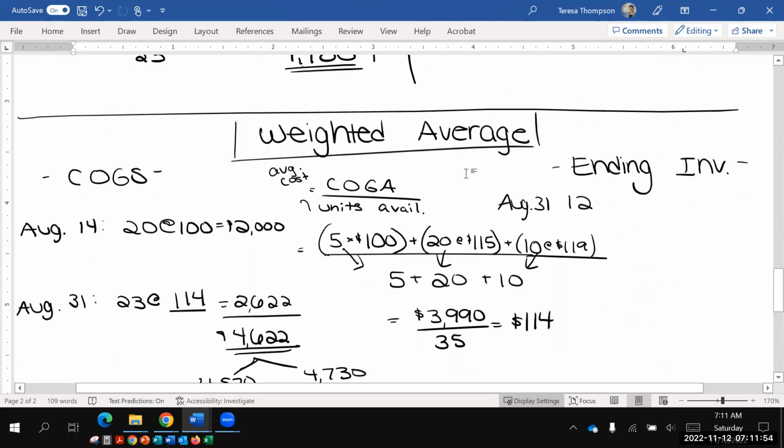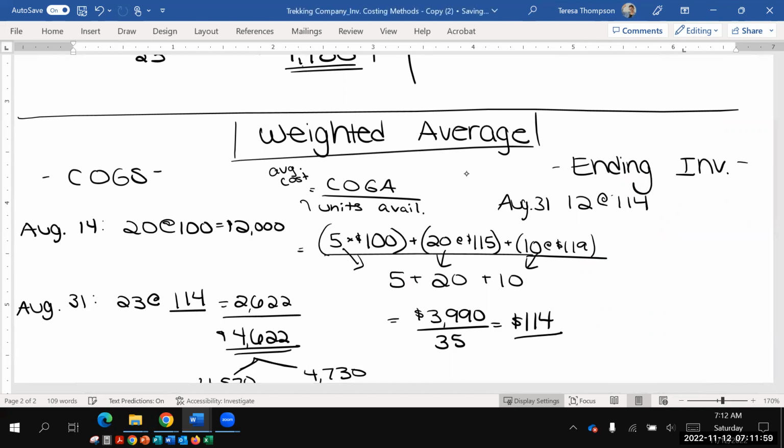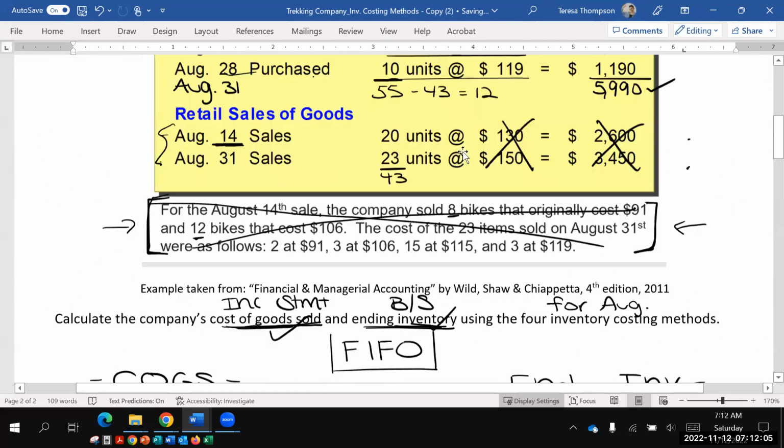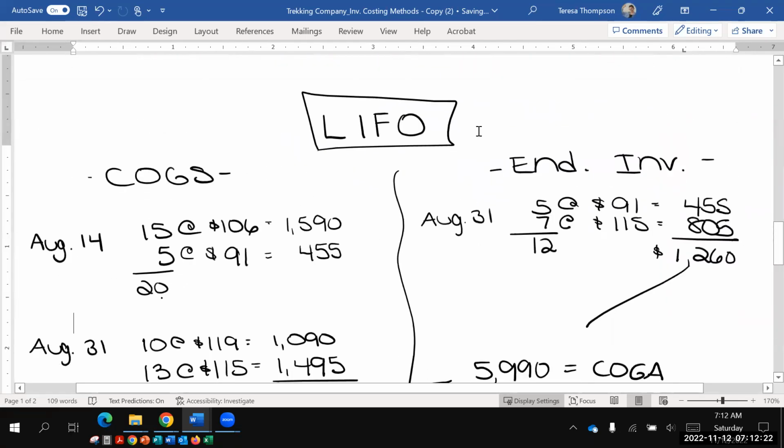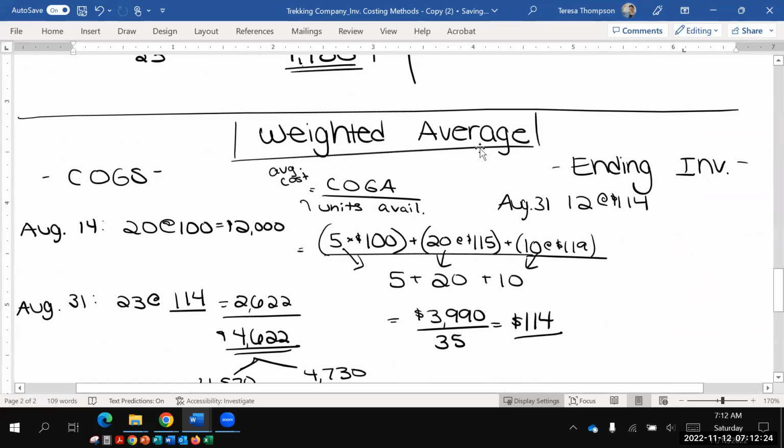Now, at least this part will be easy under ending inventory. You have 12 units left at that average cost of 114. And we can use the last average cost because we didn't have any new purchases. If we had another purchase, maybe the sale was August 30th, and then we had a purchase on August 31st, that means we'd have additional purchases that we'd have to recalculate for. But in this example, thank goodness, we do not. All right, and that gives us 1,260. Do your check.